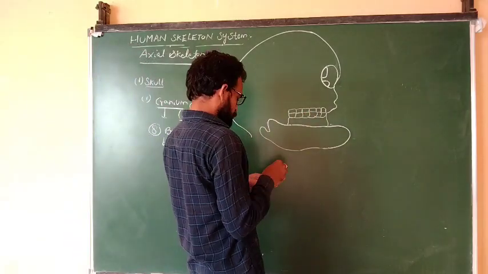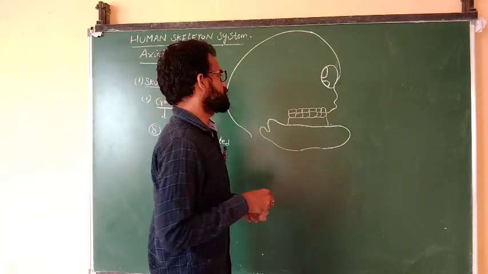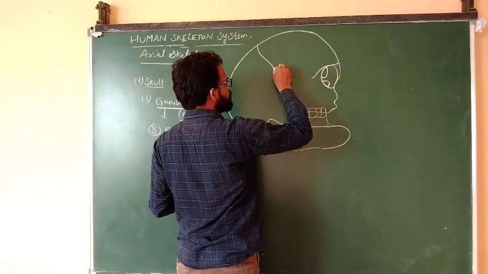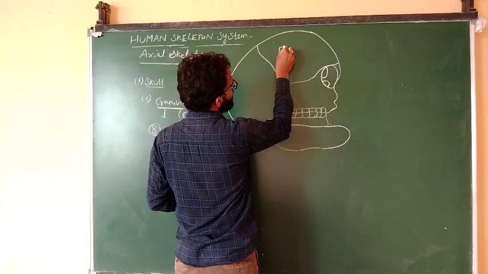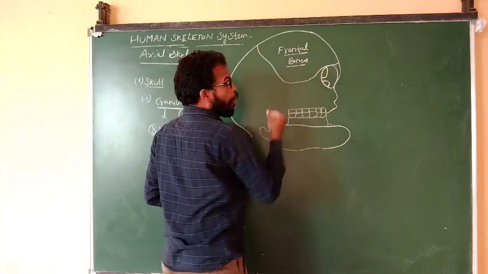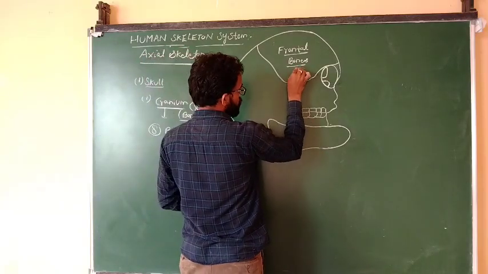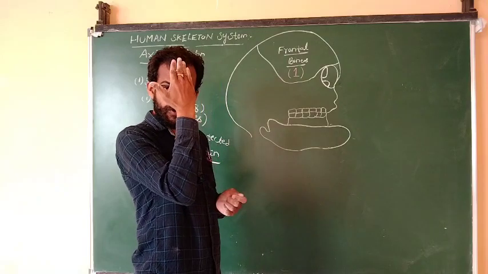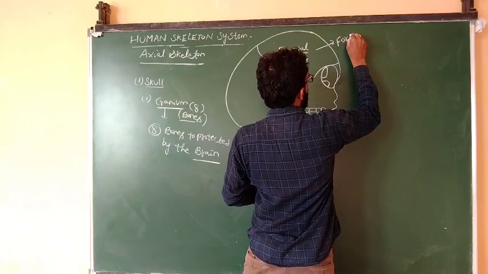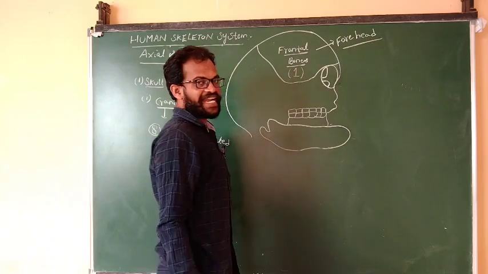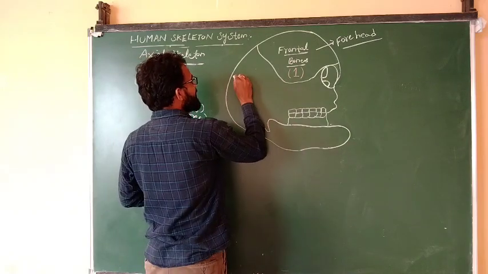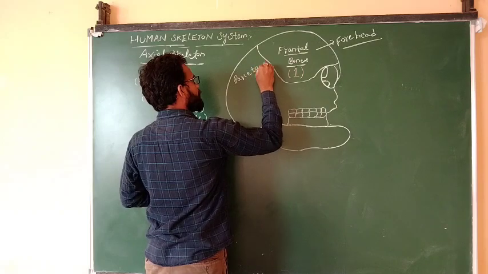If you observe the skull, the first part of the skull is known as the frontal bone. How many frontal bones are present in the skull? Only one bone. The frontal bone is the forehead. After the frontal bone, the next important one is the parietal bone.